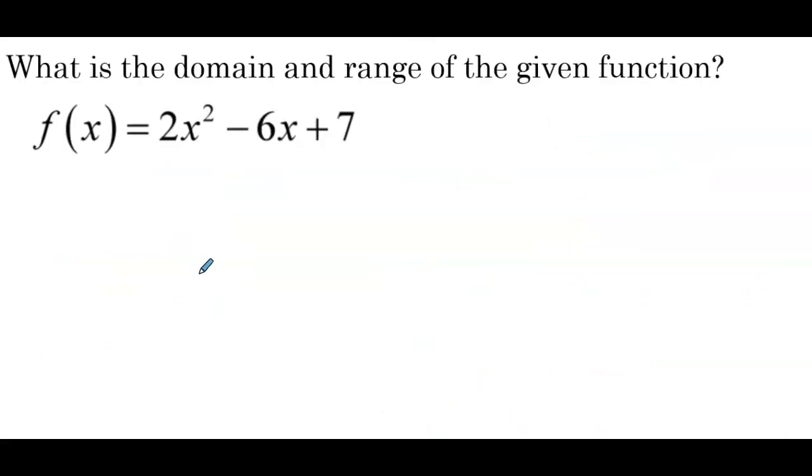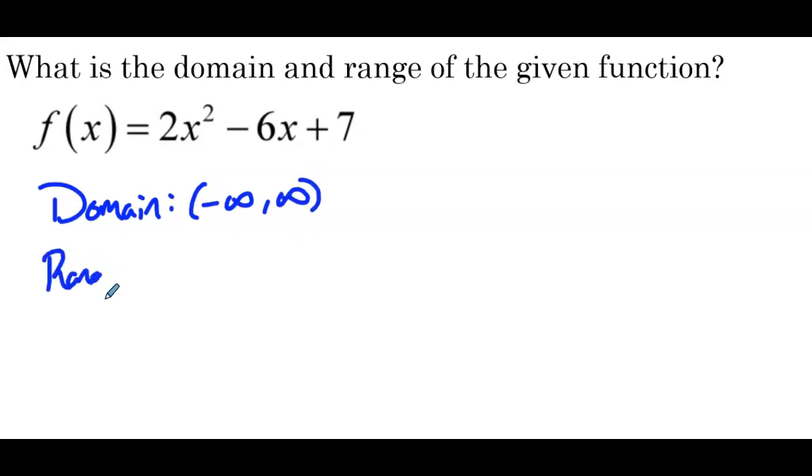Last question. What is the domain and range of the given function? f(x) equals 2x squared minus 6x plus 7. Well, we've graphed a few parabolas and looked at the graph of a few parabolas in this video. And what we noticed is we can plug any x value from negative infinity to positive infinity into this function. Okay, so the domain is easy to answer. That's negative infinity to infinity, or all real numbers.